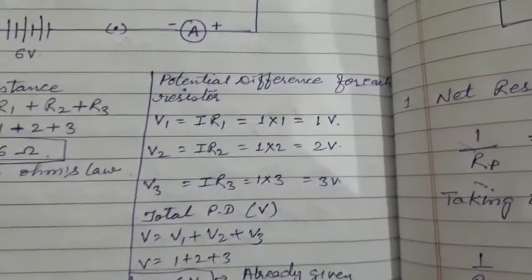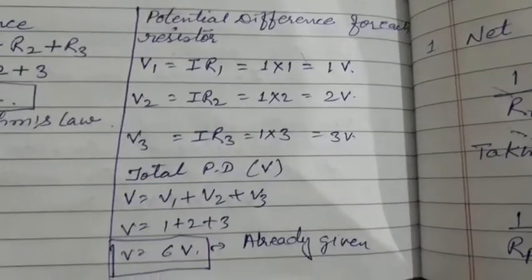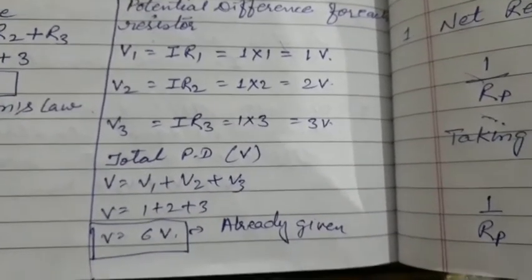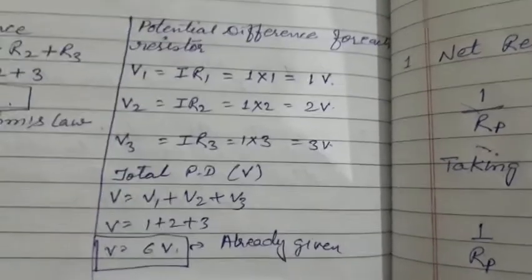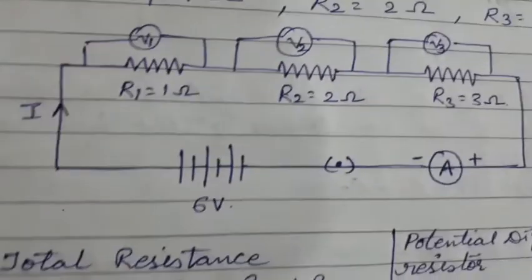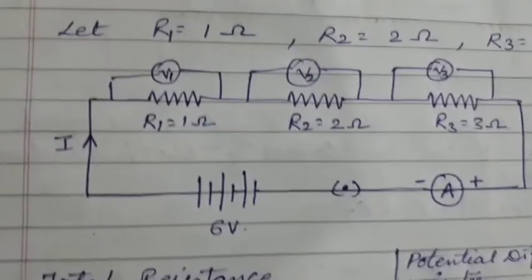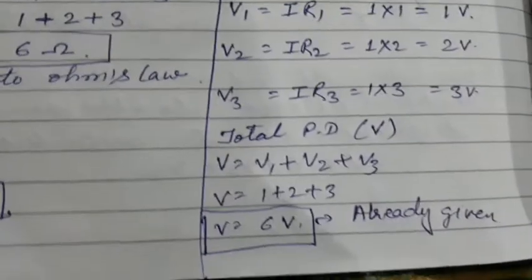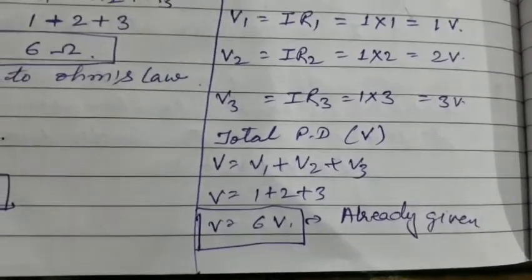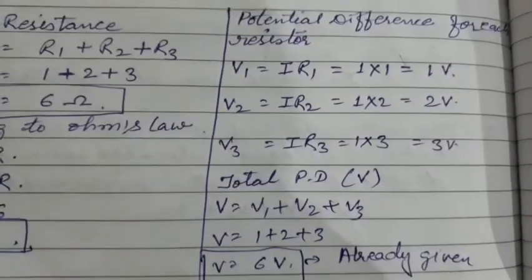Now total PD is equal to V, which is V1 plus V2 plus V3, substituting the values, V is equal to 6 volts. If you see the diagram, we have already been given that the voltage across this is 6 volts. So this 6 volt and this 6 volt values match and are satisfied.